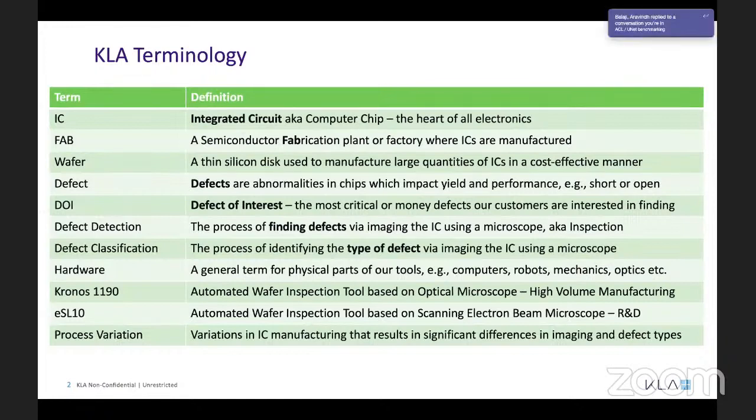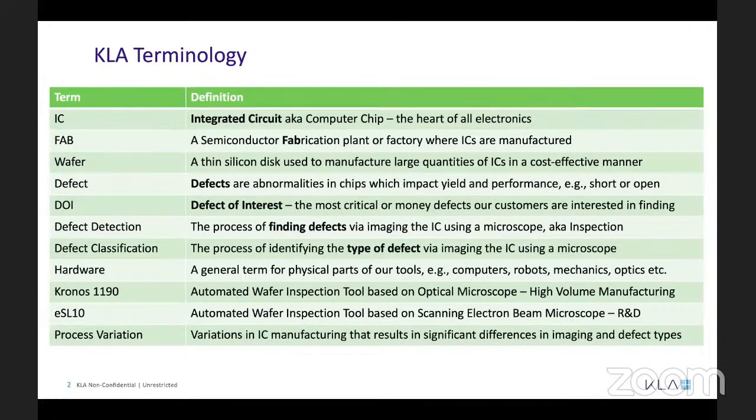Process variation is kind of a difficult thing to explain. But the process of making these chips is highly complex. The materials used and the process steps used vary very significantly. Because of that, we get very different looking images and very different types of defects. And so process variation creates quite a big challenge for us in the process of finding and classifying these defects for our customers.